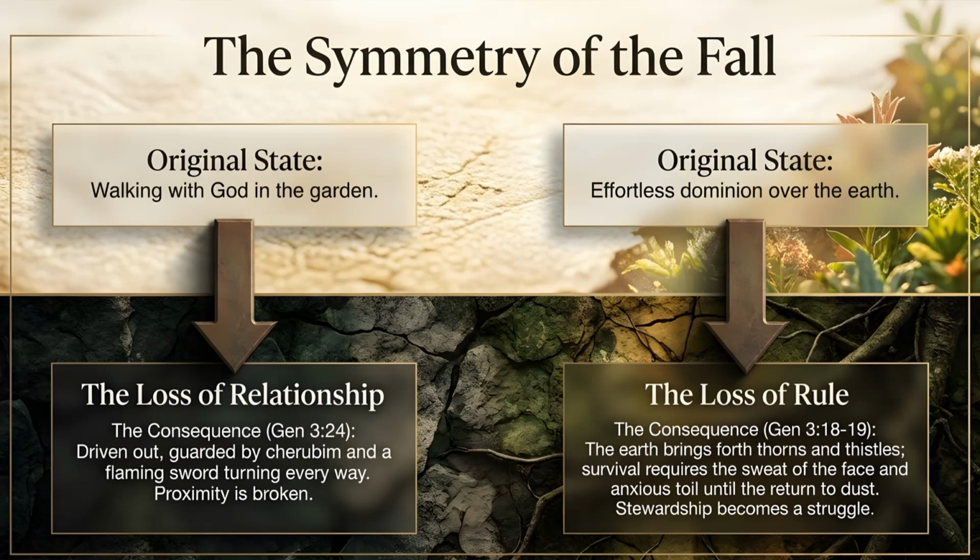And second, loss of rule. Whereas the stewardship and rule they once had over creation were seamless and perfect, Genesis 3:18 through 19 shows that creation is now actively resisting human rule. Now the earth yields thorns and thistles, and governing creation, getting food, working the land turns into a painful battle of sweat, frustration, anxious toil, and ultimately decay back to dust in death.